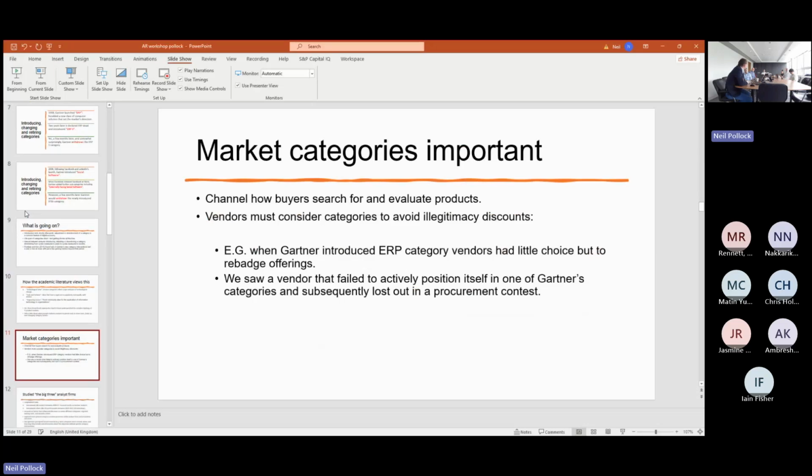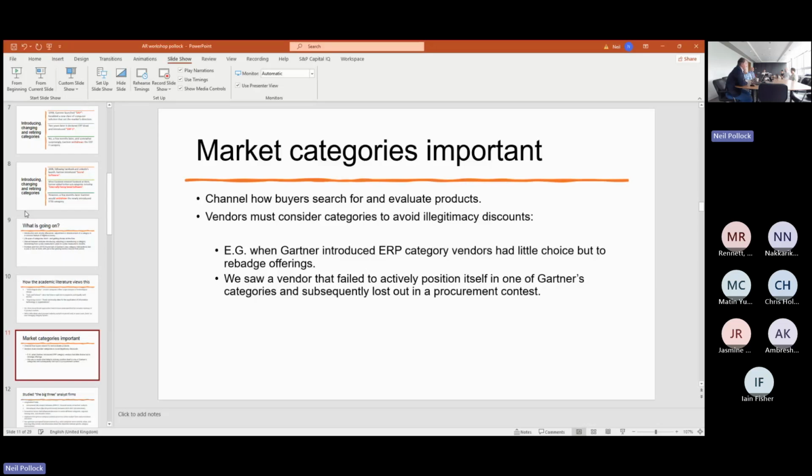Well, as you know, in this room I don't need to tell you this, but the categories are important because they immediately affect how buyers search and think about the world. They will consume things through a category. Think of the CRM category or even the ERP category: this defines how they will search. And because the buyer orientates around the category, the vendors then have to align with these categories as well.